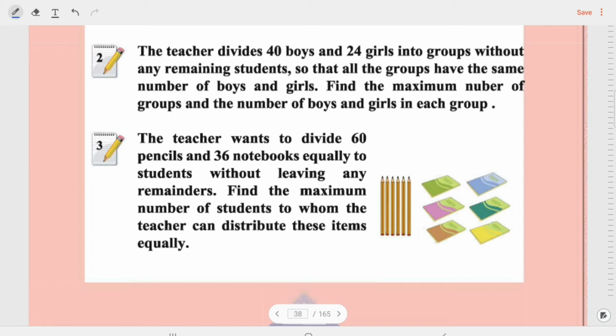So the teacher can distribute them equally among 12 students without having any remainder. Okay, 40 and 24, what is the GCM? Okay, forget about that. There you need the maximum number of groups.